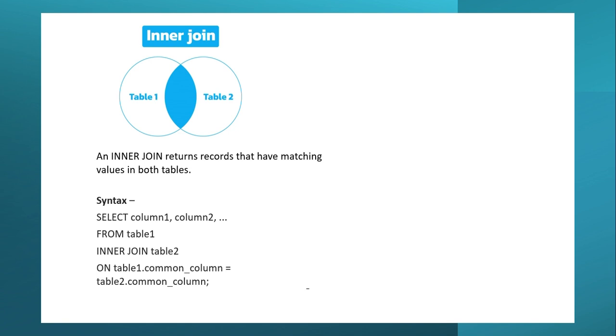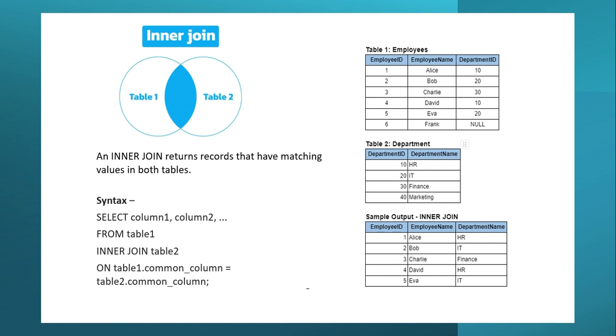In the syntax, we retrieve the columns that we want from table 1. Then we use the inner join and write the name of table 2, and we join it on a certain condition, which is the common column in both the tables: table 1 dot common column is equal to table 2 dot common column. Let's understand more with the help of an example.